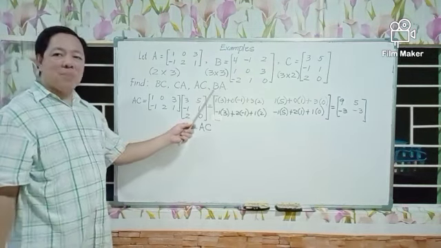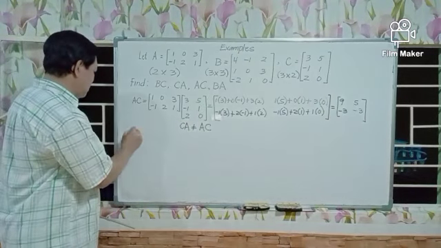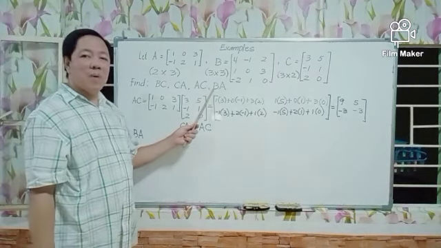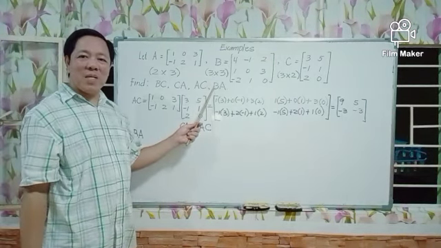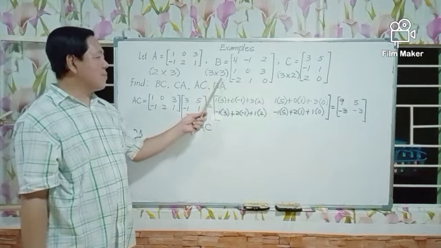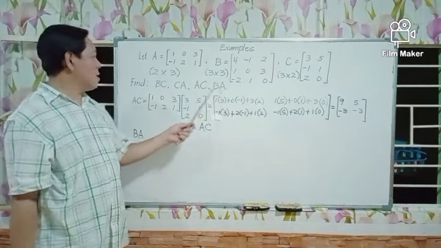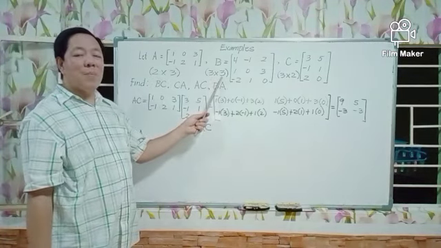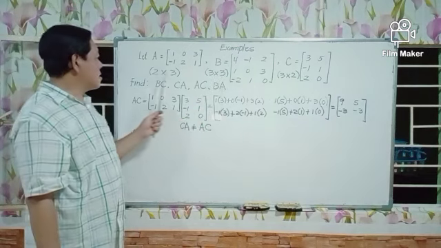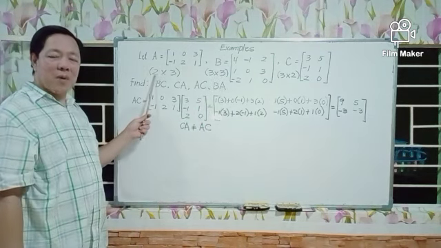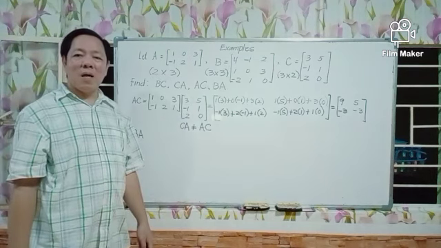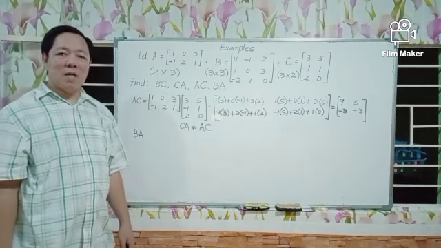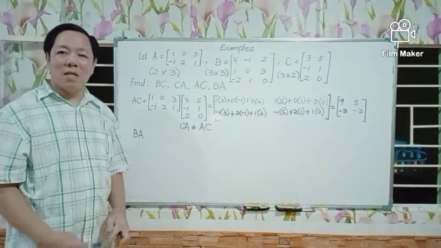Lastly, we find the product BA. The shape of matrix B is 3 by 3, and the shape of matrix A is 2 by 3. And you can see that the number of columns of B is not equal to the number of rows of A. Therefore, we cannot multiply the matrices B and A. Thus, we say that the product BA is not defined.